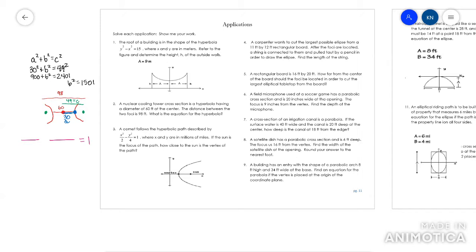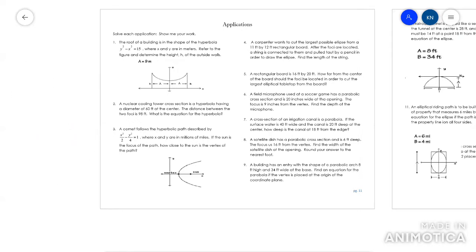So my equation would look like this. This is a horizontal hyperbola. So X squared here, Y squared here. Now we knew A was 30. So I almost wrote 30 there, but it's actually 30 squared. Remember, it's A squared in the equation, so 900. Hyperbolas have a minus in the middle. And then we just found B squared as 1501, so that's what would go here. Because here's A squared and here's B squared. So this would be my answer, this equation.